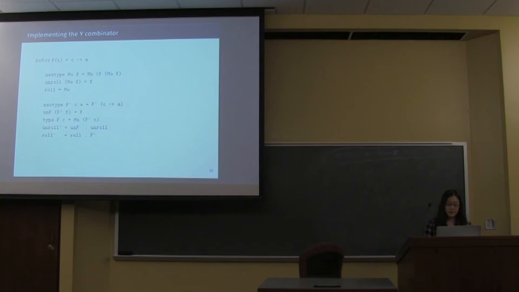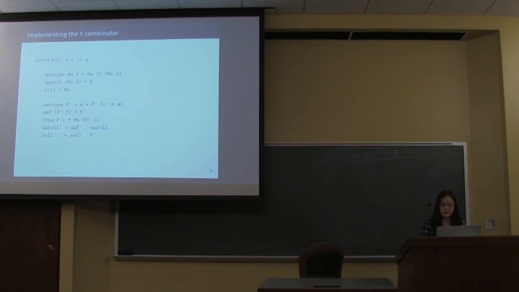So we can define unroll prime as unroll composed with unf, or as unf composed with unroll, and roll prime as the generic roll composed with f prime. So really what this is doing is taking the most abstract level and then saying, let's apply some logic that's specific to f. And then by composing these operations, we end up with an unroll and a roll, which apply for just the type f of c that we're talking about.